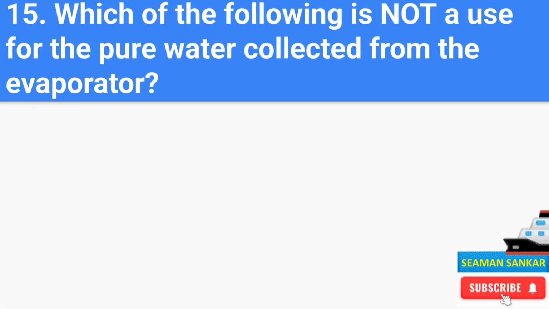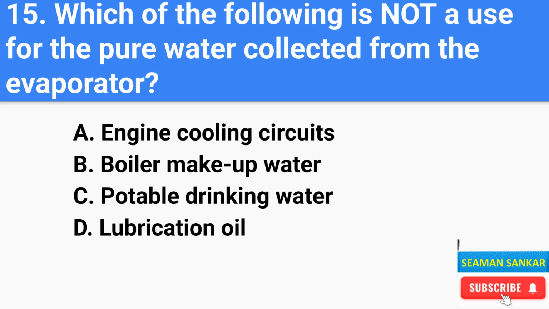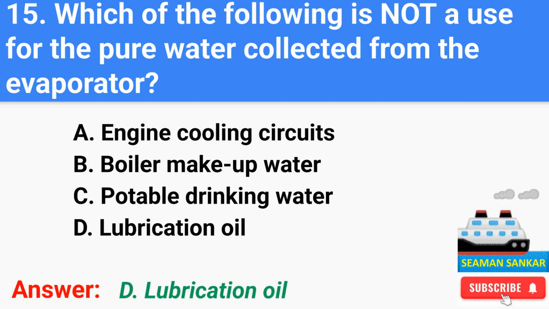Question 15. Which of the following is not a use for the pure water collected from the evaporator? A. Engine cooling circuits, B. Boiler makeup water, C. Potable drinking water, or D. Lubrication oil. The pure water collected from the evaporator is not used for D. Lubrication oil. It is typically used for cooling circuits, boiler makeup, and, after treatment, drinking water.